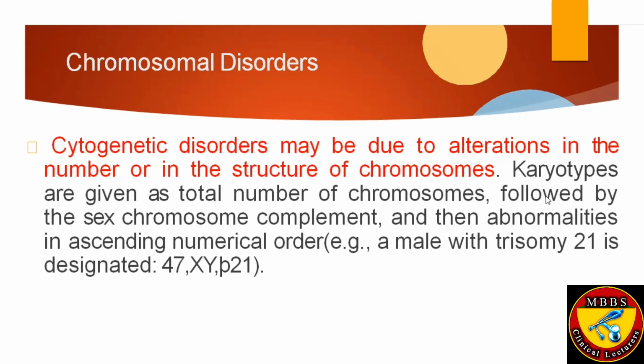When we talk about the chromosomal disorders, a cytogenetic disorder may be due to alteration in the number and structure of the chromosome. Karyotype is given as the total number of chromosomes followed by the sex chromosome complement, and then abnormality in ascending numerical order. Example: a male with trisomy 21 is designated as 47,XY,+21.